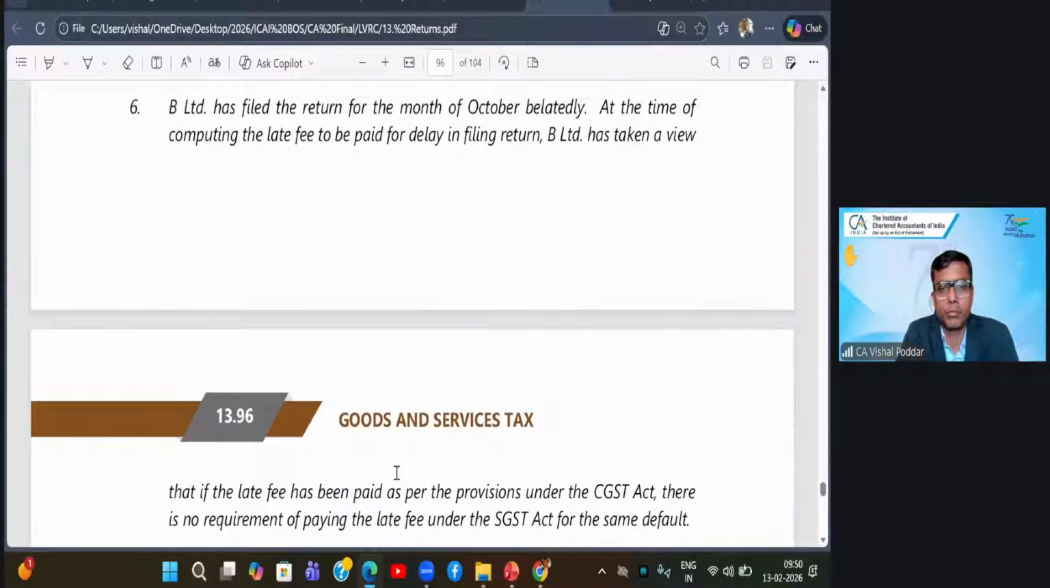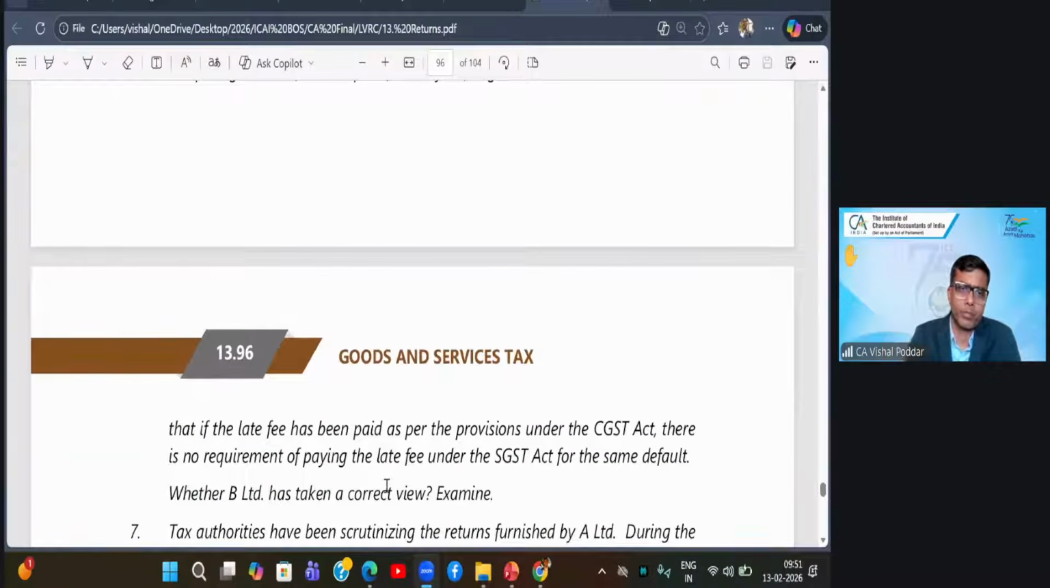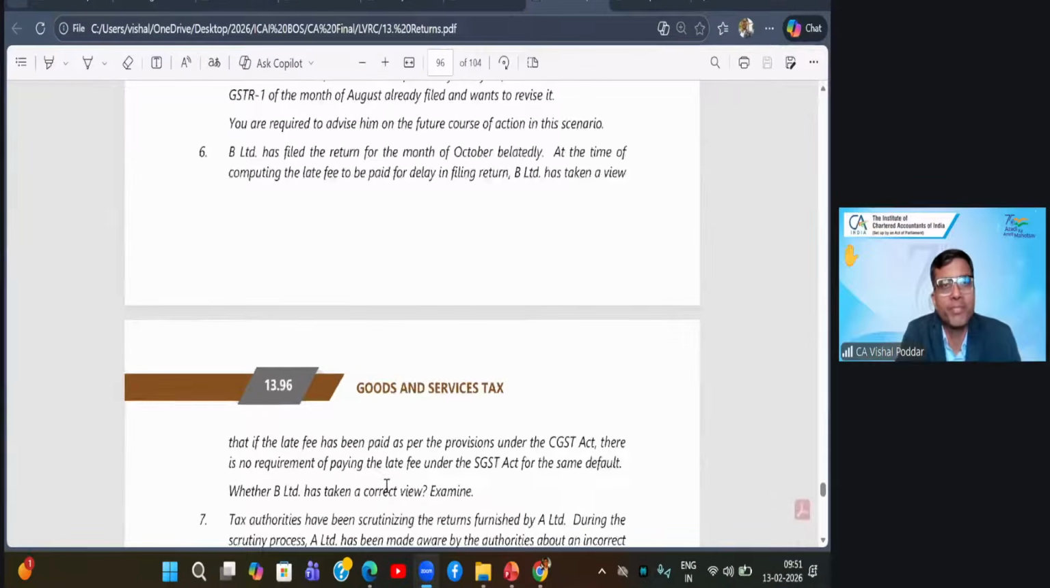Next. B Limited has filed the return for the month of October belatedly. At the time of computing the late fee to be paid for delay in filing return, B has taken a view that if the late fee has been paid as per the provisions under the CGST Act, there is no requirement of paying the late fee under the SGST Act for the same default. Whether B Limited has taken a correct view, examine. What is your view?